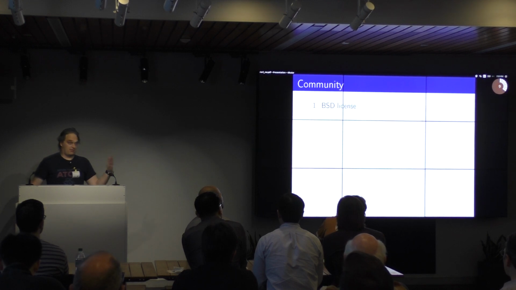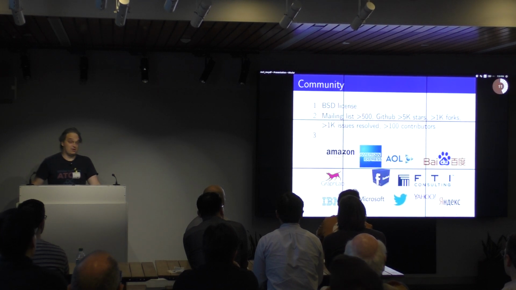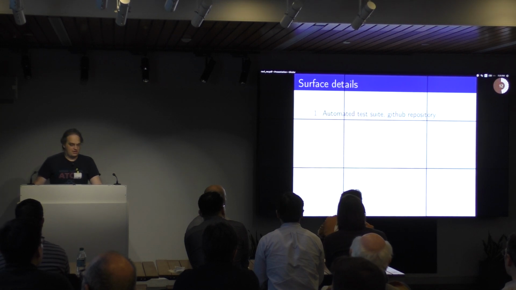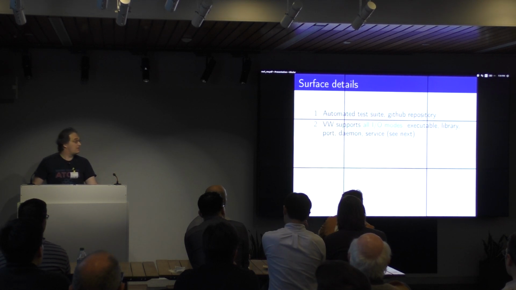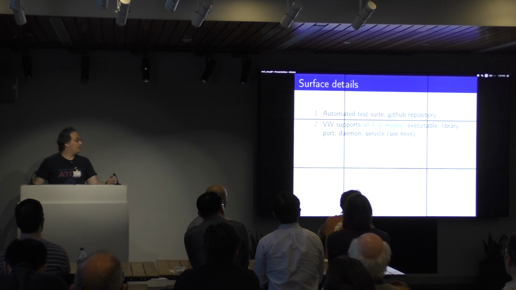Okay, so just a few high-level things. It has a BSD license, and it has a fair number of people who are using it. It's been used by a large number of different companies. There's an automated test suite. There's a GitHub repository. You can essentially do all I/O modes. So there's an executable. That's what I primarily use, but there's a library also, and you can connect to ports, and you can talk to it as a daemon.